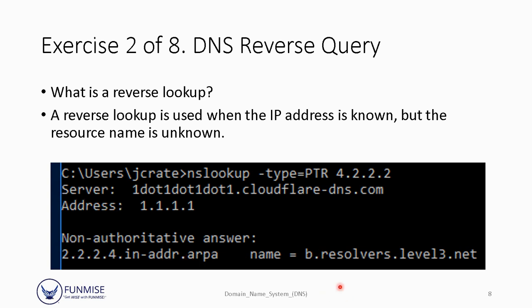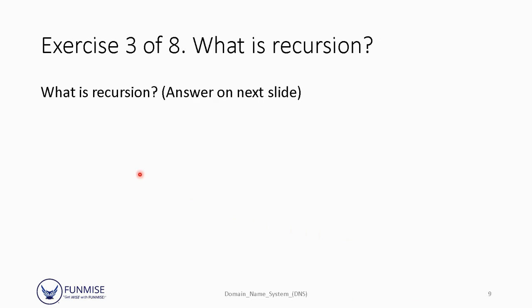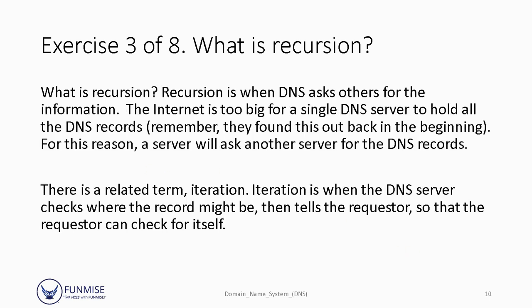Okay, now, what is recursion? Recursion is when DNS asks others for the information. The internet is too big for a single DNS server to hold all the DNS records. Remember, they found this out back in the beginning. For this reason, a server will ask another server for the DNS records. Now, there is a related term, iteration. Iteration is when the DNS server checks where the record might be, then tells the requester so that the requester can check for itself.